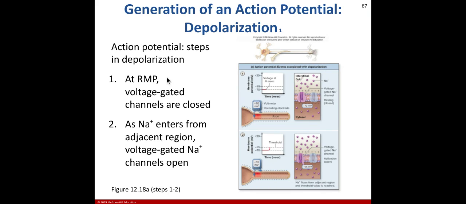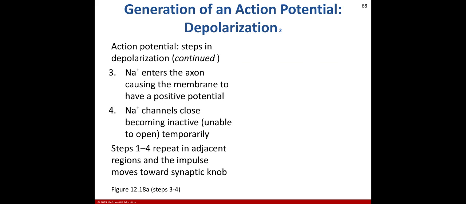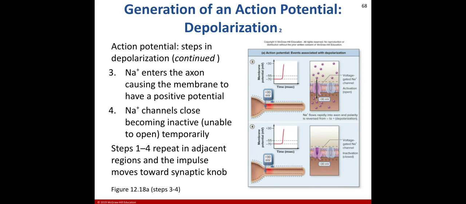How do you get depolarization? Step one, when we're at resting membrane potential, voltage-gated channels are closed. Then sodium is going to enter from an adjacent region, opening the channels. The sodium enters the axon, causing the membrane to then become a positive charge. The sodium channels will close and become inactive temporarily. And then we just move on to the next channel and do the same thing. So we are at our resting potential, we've reached the threshold, and now we're building and pushing this signal.